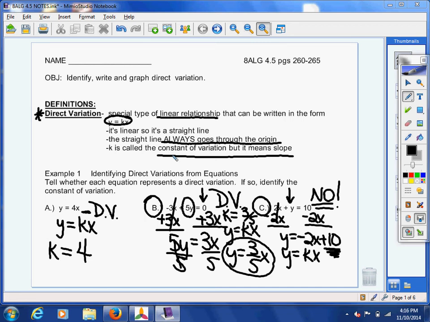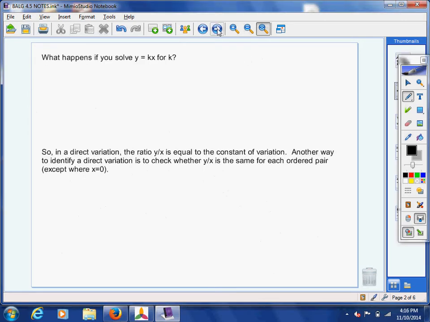We're going to do example 2 out of your 4.5 packet today. On example 1, we identified direct variations from equations. So that was a skill you learned in the last video. Go ahead and flip to your next page, and we're going to start preparing for example 2.